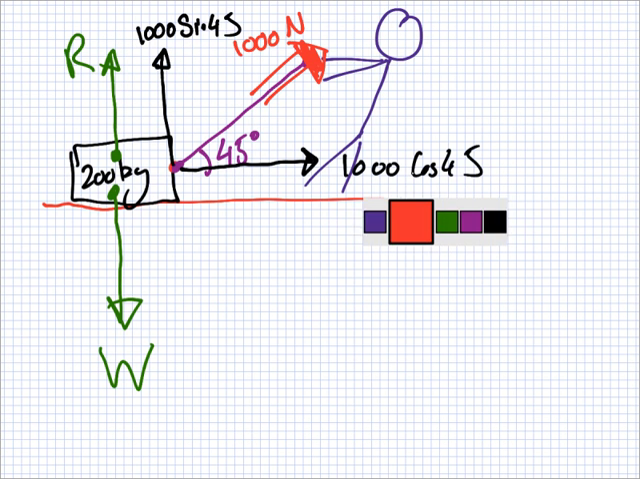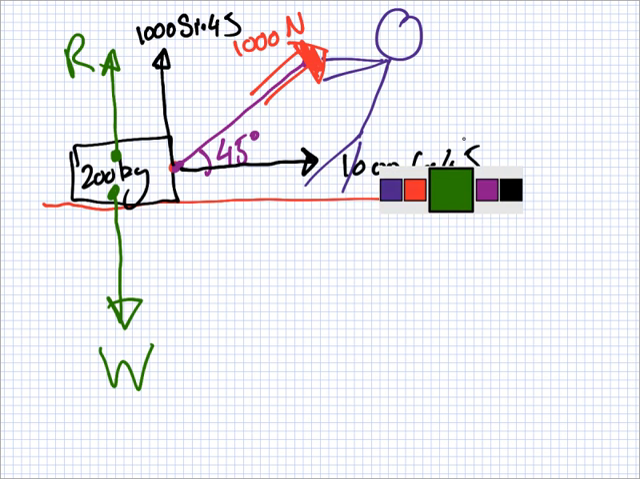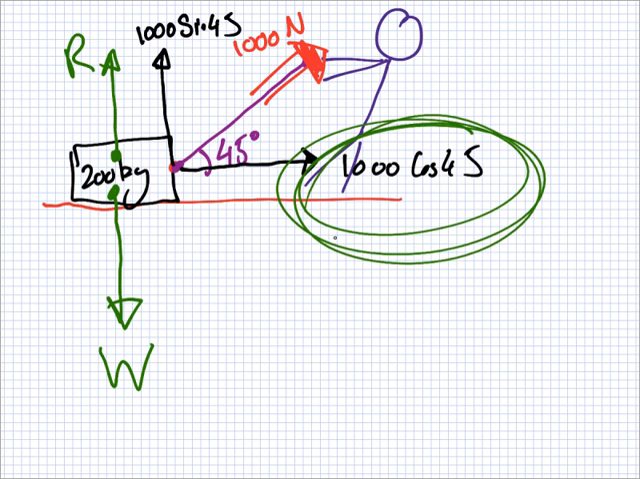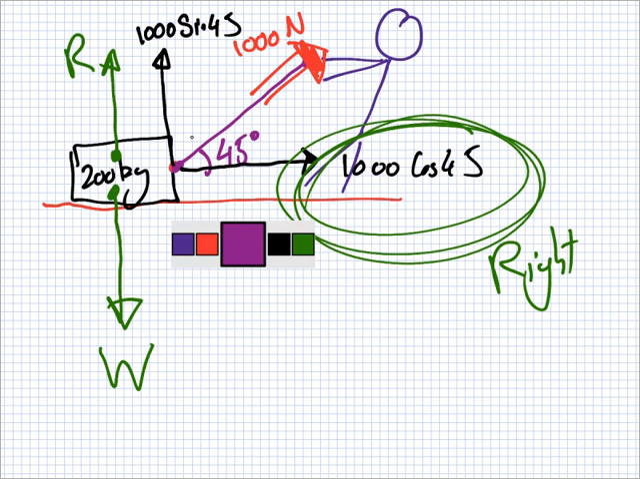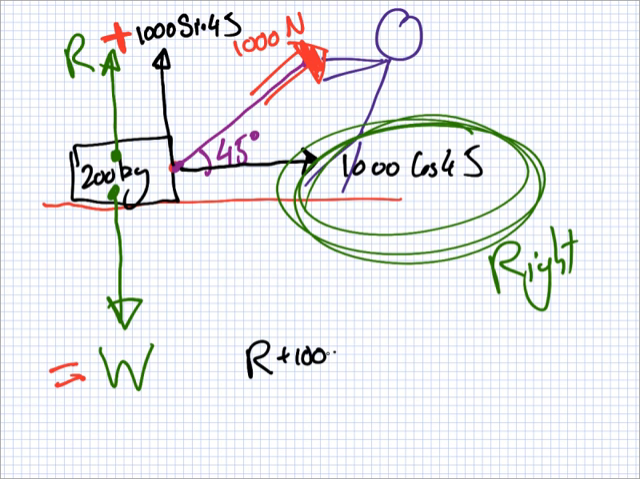Now you see here, this force is what makes it move to the right when he pulls it, okay? But these two forces, when they add together, they must equal this to balance it vertically. Because is the block moving up off the table? No. Is it moving through the table? No. So they must balance, okay? So now we have R plus 1000 sine 45 must equal W.